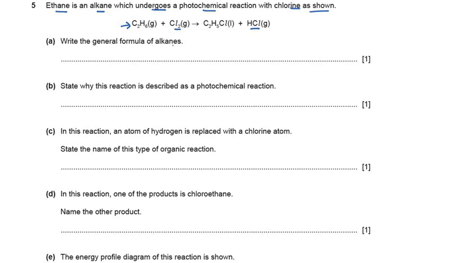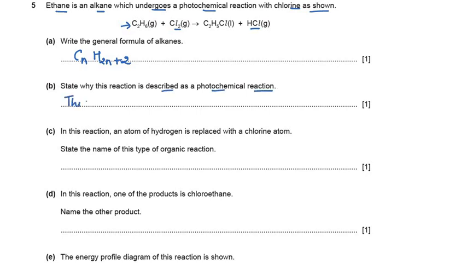Write a general formula of alkane. So if we are talking about a general formula of alkanes, we are going to write CnH2n+2. This is the general formula of alkanes. Okay, state why this reaction is described as a photochemical reaction.